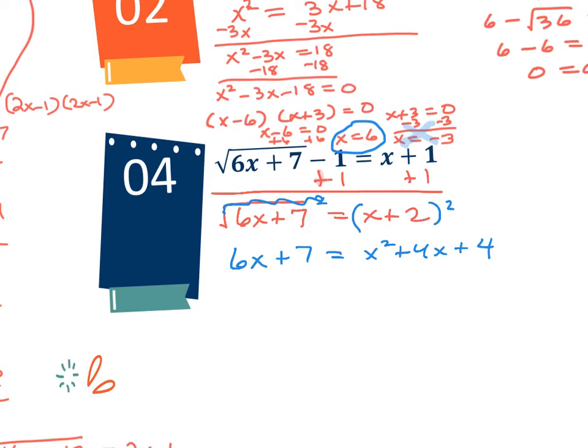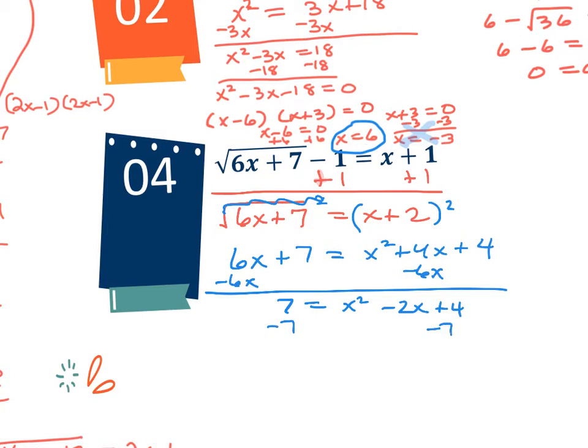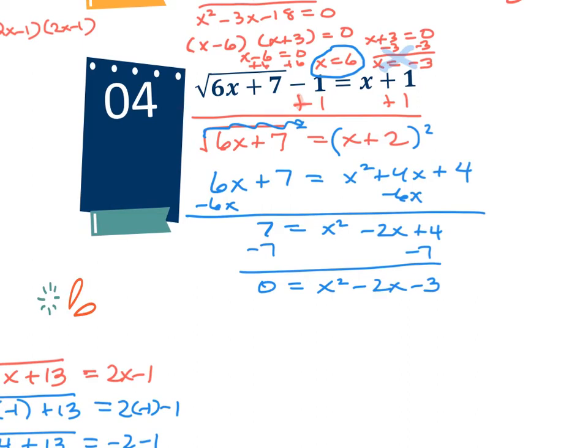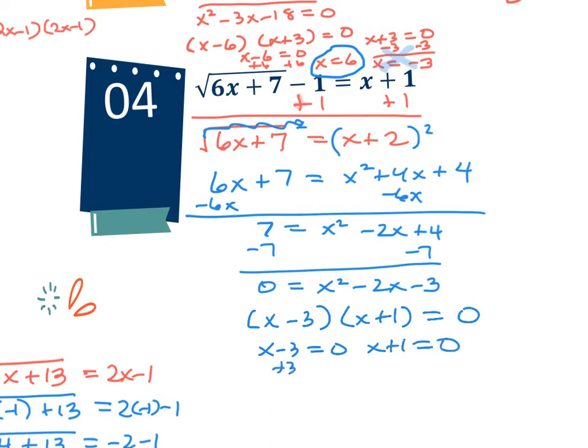Again, I need to get my like terms together, so I'm going to subtract 6x. 7 equals x squared minus 2x plus 4. Move the 7. 0 equals x squared minus 2x minus 3. I actually have the exact same trinomial that I just factored on number 3. So again, this factors into x minus 3, x plus 1. Again, set each of the factors equal to 0. Solve for x by adding 3, subtracting 1, and now I need to check.